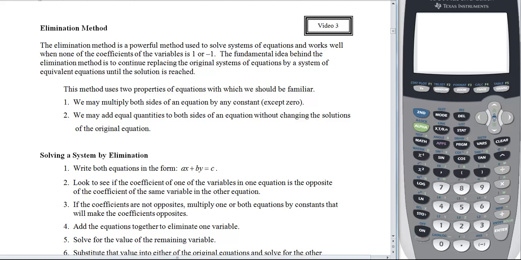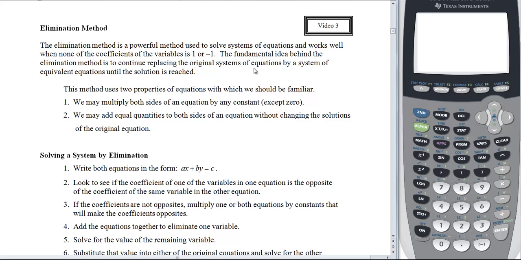Now we're going to look at another algebraic method for solving a system of equations, and this is the elimination method. The elimination method is a powerful method used to solve systems of equations and works well when none of the coefficients of the variables is 1 or -1.